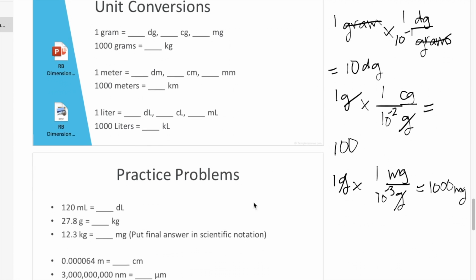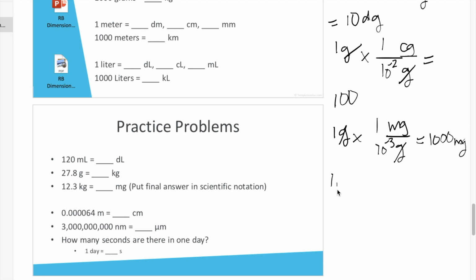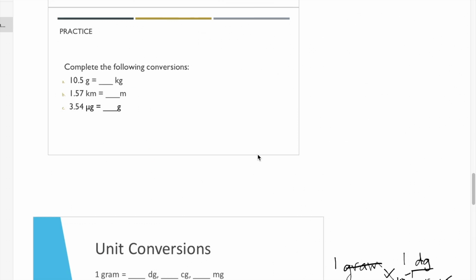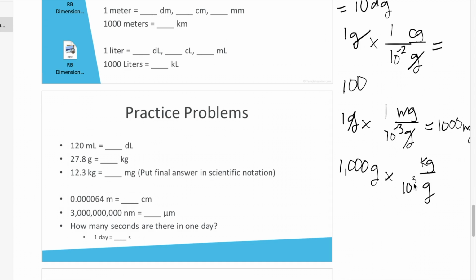And so the next question: 1,000 grams equals how many kilograms? You always write down what you start with, and we're trying to get to kilograms now. So what's the relationship between kilograms and grams? When you look at this chart, there are 10 to the positive 3 grams for every 1 kilogram. When we compute 10 cubed, the grams cancel out, and 10 cubed is 1,000, right? So 1,000 divided by 1,000, we've just got 1 kilogram as our final answer.